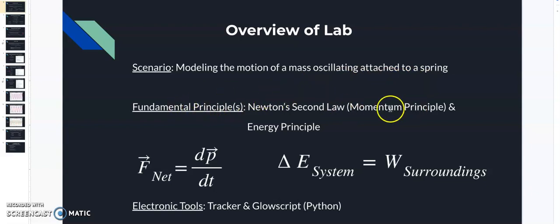Newton's second law, the momentum principle, stated here as the net force is equal to the change in momentum divided by the change in time, and the energy principle, where the change in the energy of the system is the work done by the surroundings, and also heat, but we're not working with heat in this lab. And the electronic tools used were Tracker and GlowScript with a Python code for modeling.